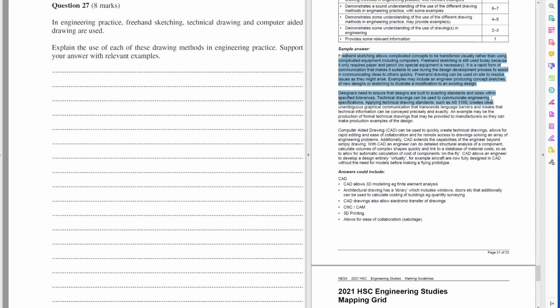Okay, technical drawings communicate specifications, drawn to a standard, unambiguous, transcends language barriers, precision. Okay, then we have CAD, allows for rapid editing, great storage.